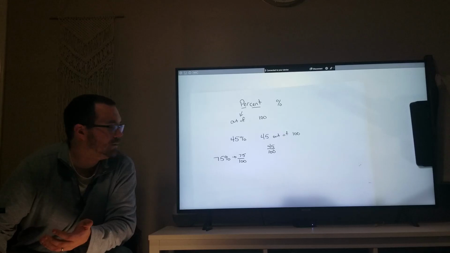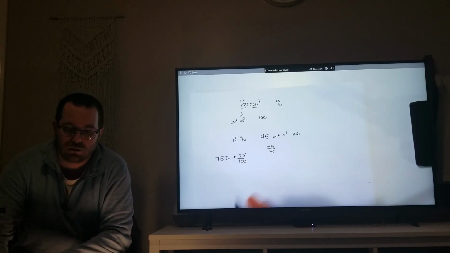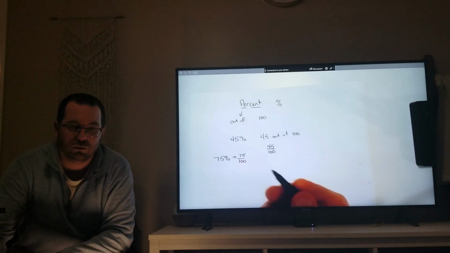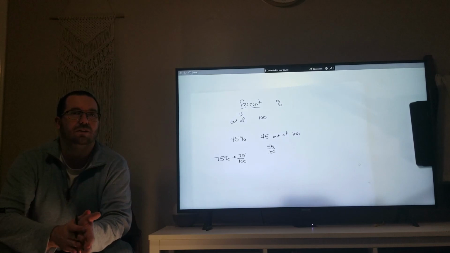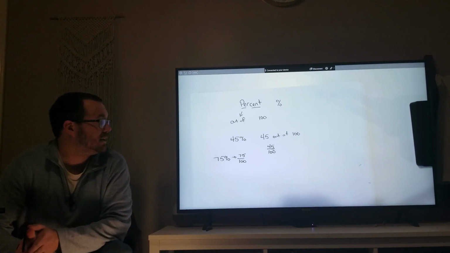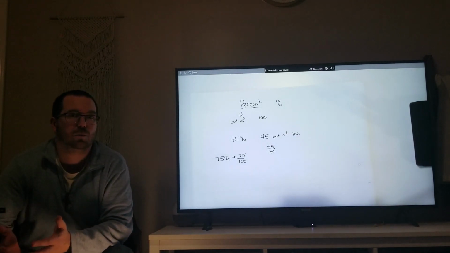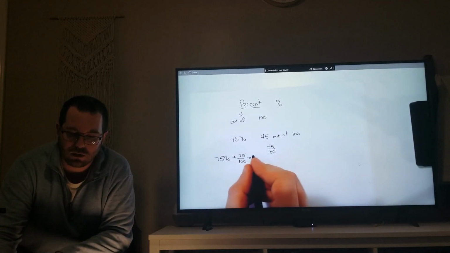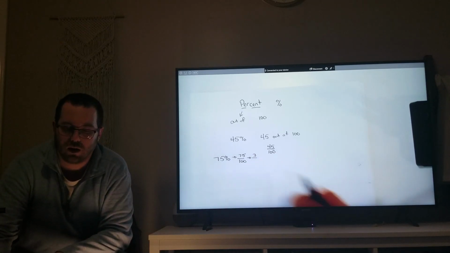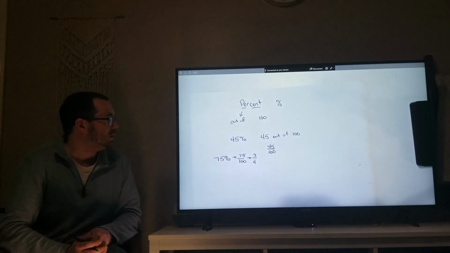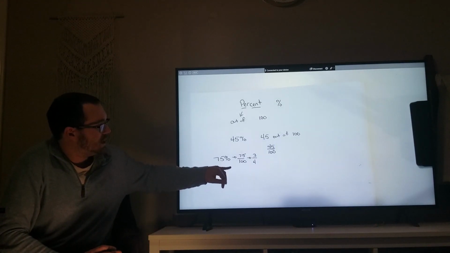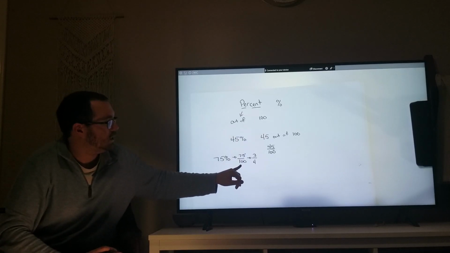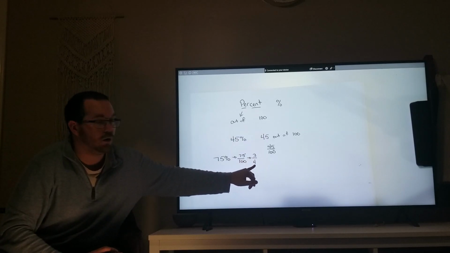As we learned in other units, we can actually simplify this, right? 75 over 100 is not the fraction in simplest terms. I want to reduce that by figuring out what can go into both 75 and 100 evenly. The largest number that can do that is 25. So 25 goes into 75 3 times, and 25 goes into 100 4 times. So 75% as a fraction is 75 out of 100, which simplifies to 3 over 4.